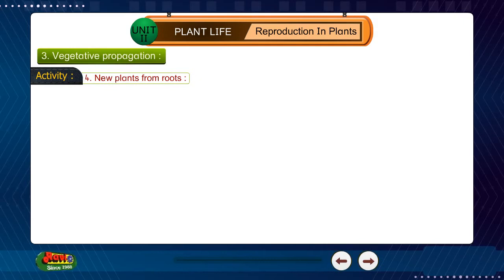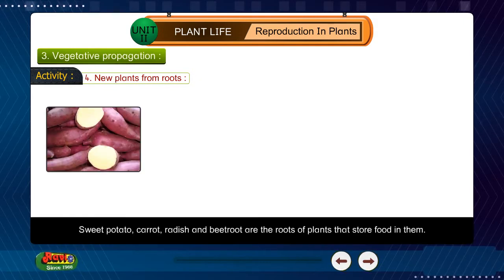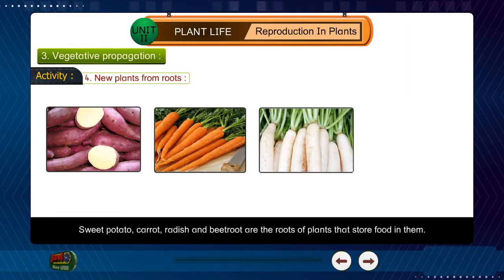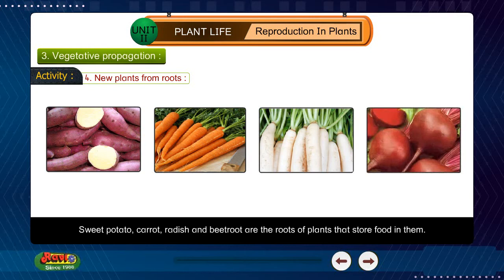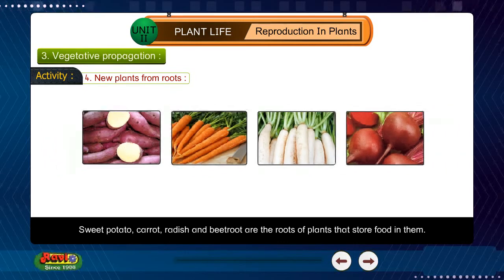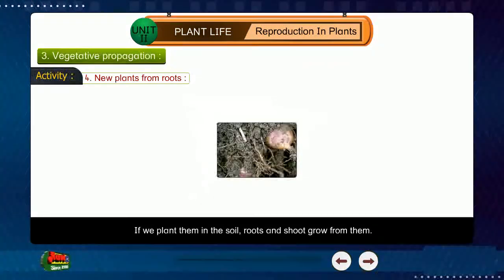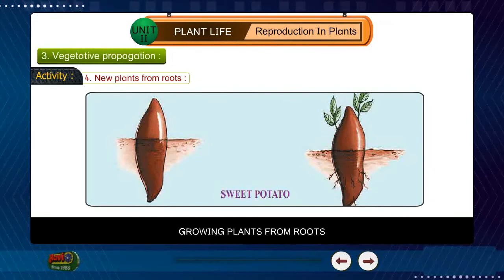4. New plants from roots. Sweet potato, carrot, radish, and beetroot are the roots of plants that store food in them. If we plant them in the soil, roots and shoots grow from them. Growing plants from roots.